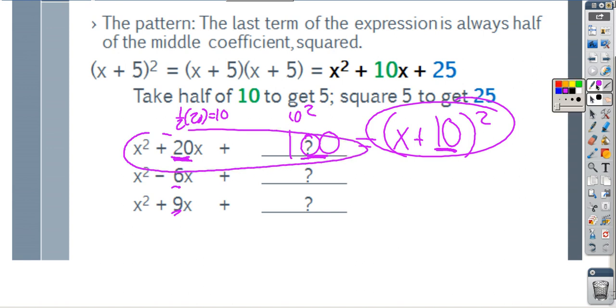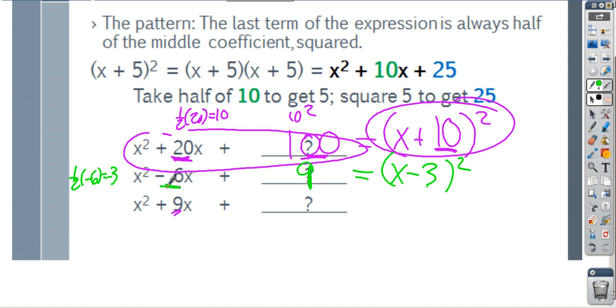Okay, let's keep that same pattern. So half of negative 6 would be negative 3. If you square negative 3, you get 9. So that now is a perfect square. And if we factor it, it's x minus 3, because minus 3 came from half of this middle number. That's how you factor it.